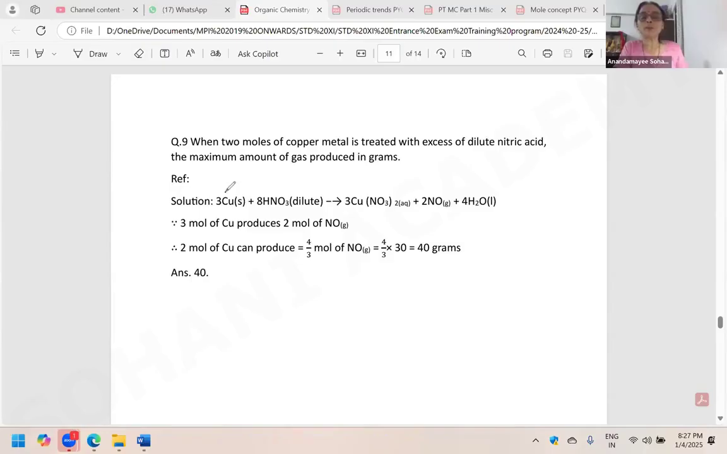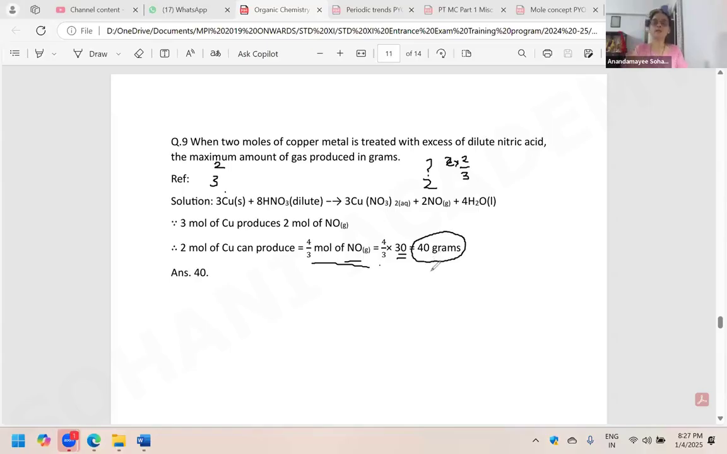3 moles of copper produces 2 moles of NO. So 2 moles of copper will produce how much? That will produce 2 into 2 by 3, that is 4 by 3 moles of NO. And what is 1 mole of NO? 30 grams. So 4 by 3 moles of NO will be 40 grams.